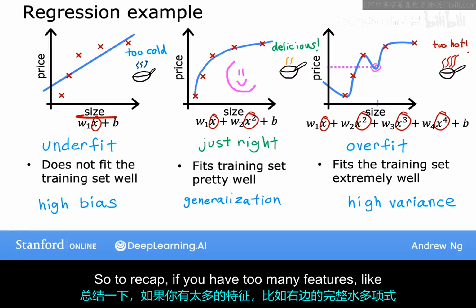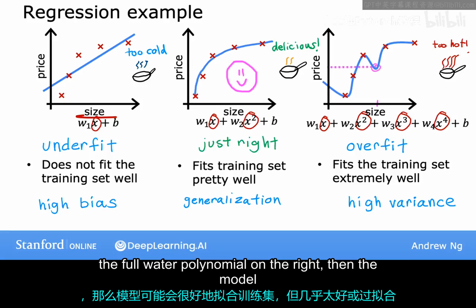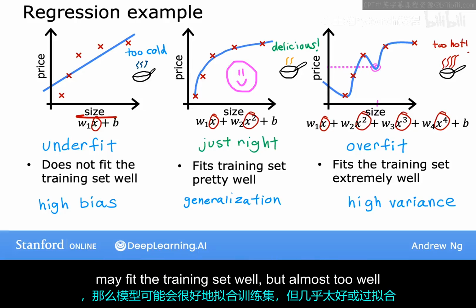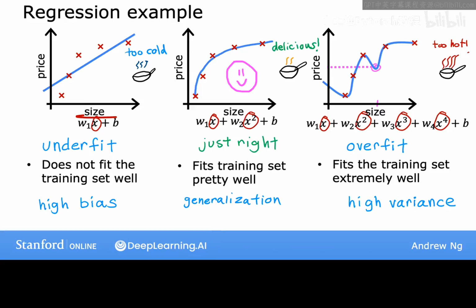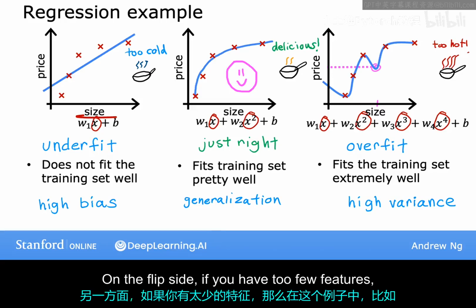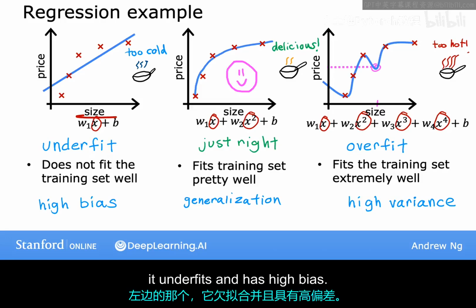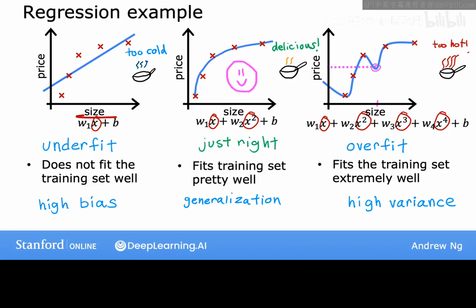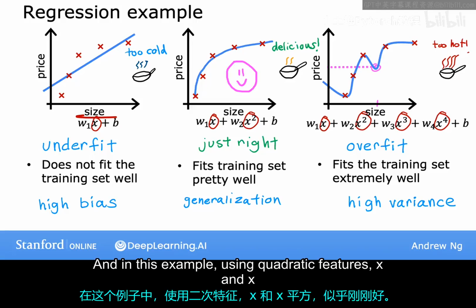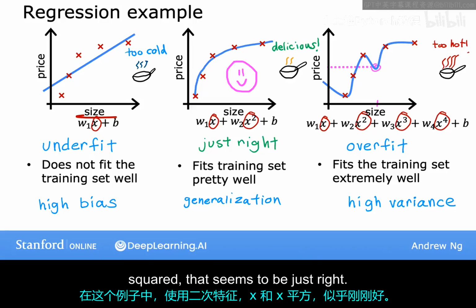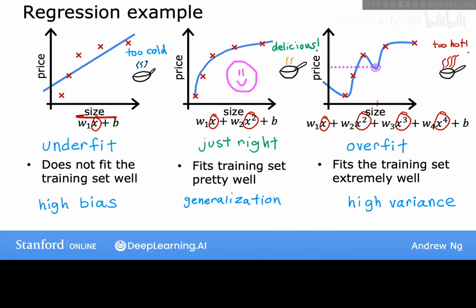So to recap, if you have too many features, like the 4th order polynomial on the right, then the model may fit the training set well, but almost too well, or overfit, and have high variance. On the flip side, if you have too few features, like the one on the left in this example, it underfits and has high bias. And in this example, using quadratic features, x and x squared, that seems to be just right.